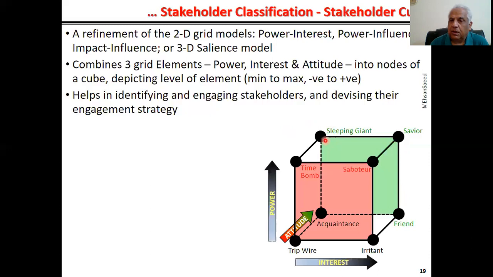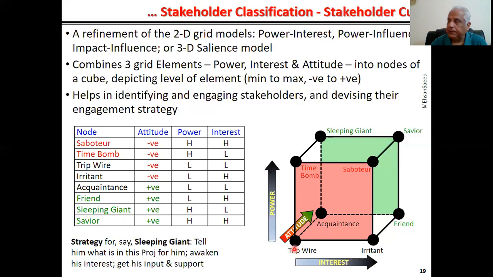This green side could be in front and the red side could be at the back, in which case the direction of this arrow would be reversed. You want all your stakeholders to be sitting on the nodes of that side of the cube where the attitude is positive. You don't want any stakeholder to be sitting on the nodes of that side of the cube on which the attitude is negative. And this is also shown in this little diagram.